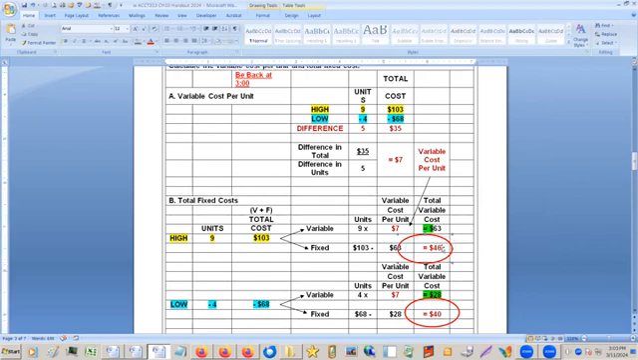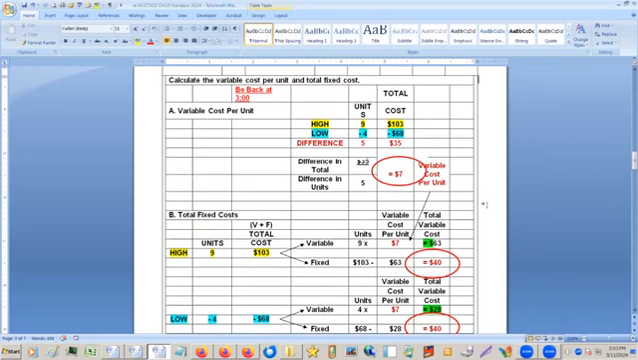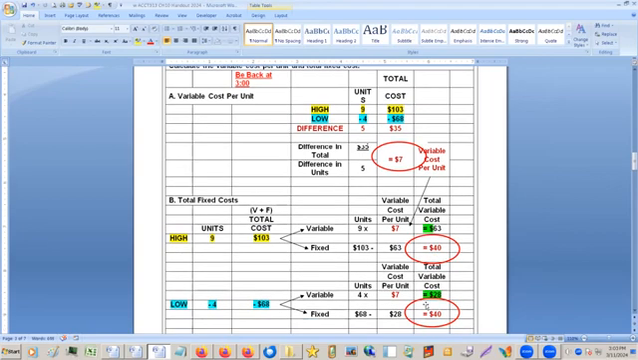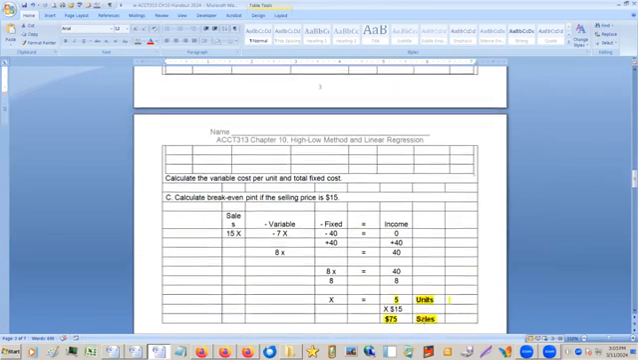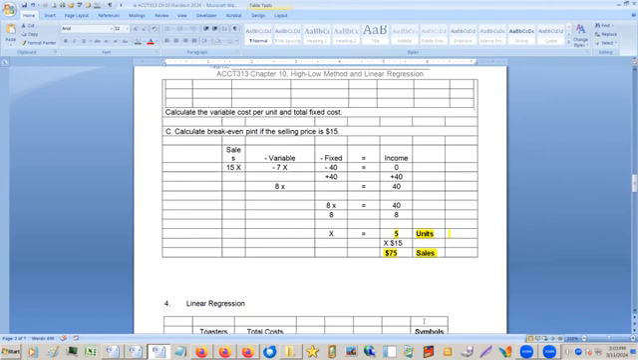$40 is the fix... scratch that. 7 is the variable, and 40 is the fixed. And you can do it both ways. You don't have to do it both ways. You can just do one if you wanted, but check your answer. And then down here, the break-even point.